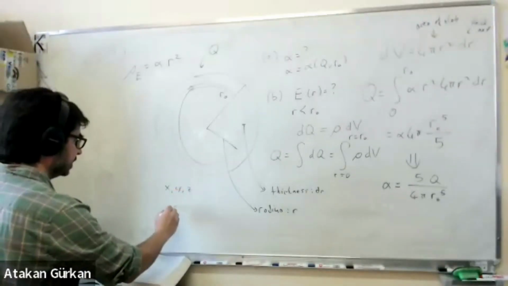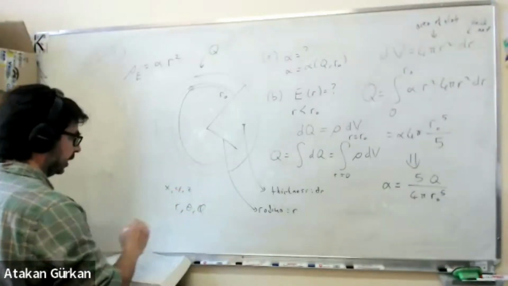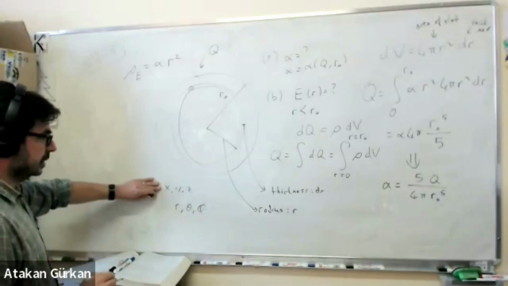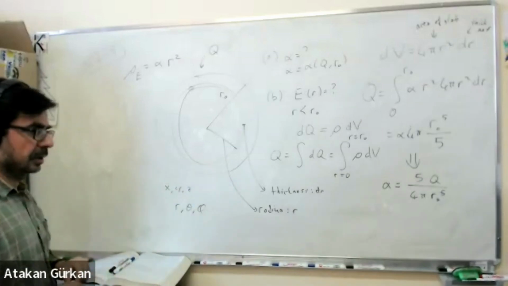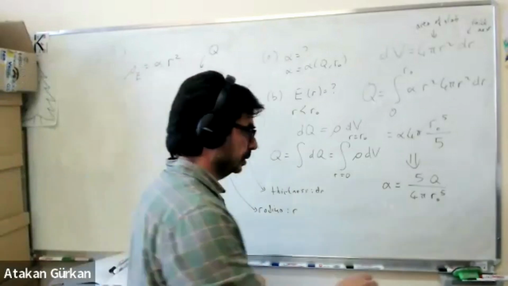I don't remember, but maybe we see it. Okay. So from x, y, z to r, theta, and phi. So this is the Cartesian coordinates. This is the spherical coordinates. You have to learn this at some point.